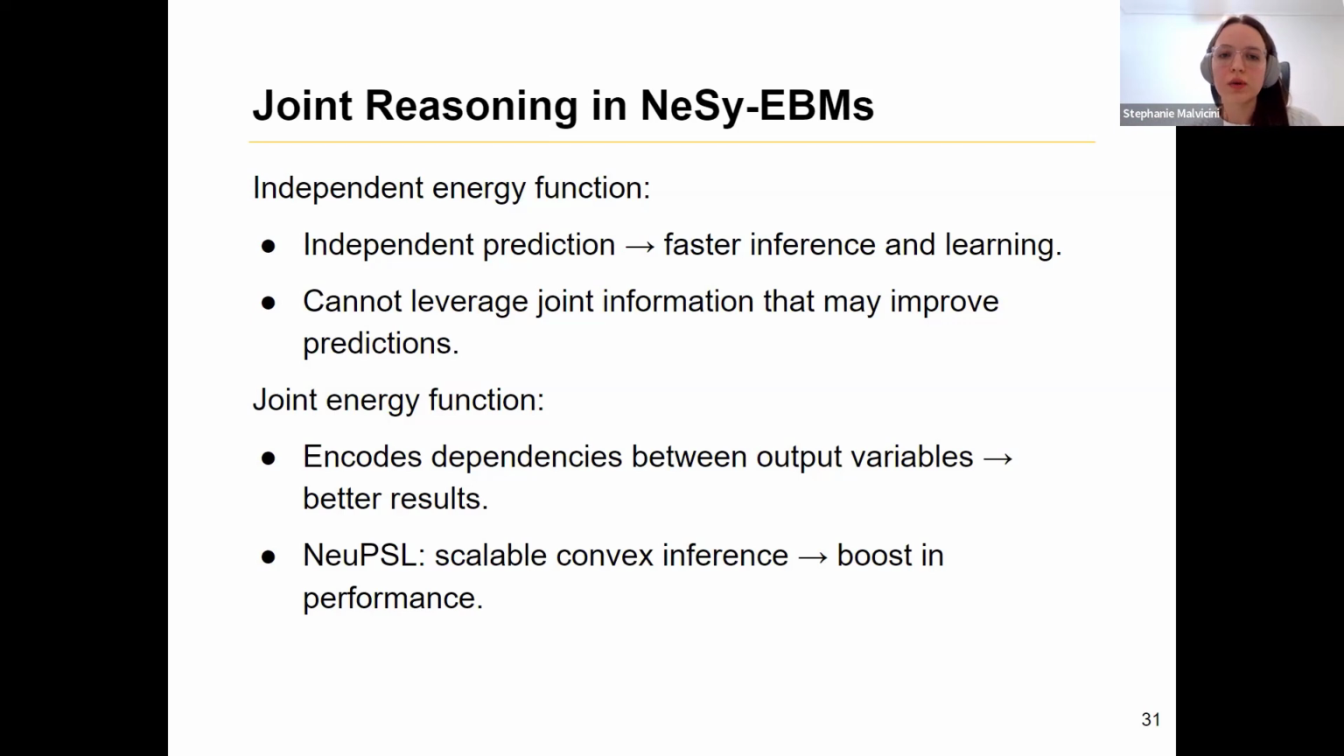On the other hand, we have the joint energy functions, where we can encode dependencies between the output variables, leading us to better results. But we have more calculations and more variables to learn. Here, NeuPSL can use scalable convex inference and have really good performance, even though it needs to do more calculations.